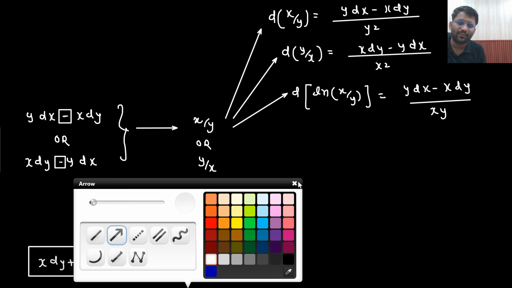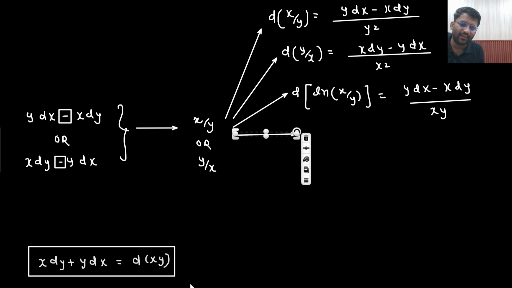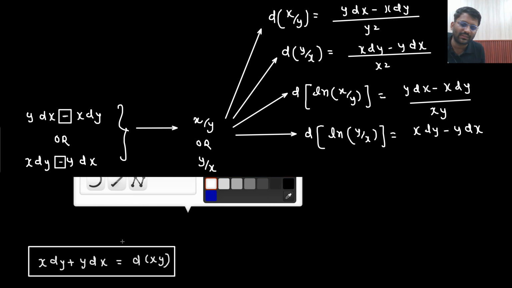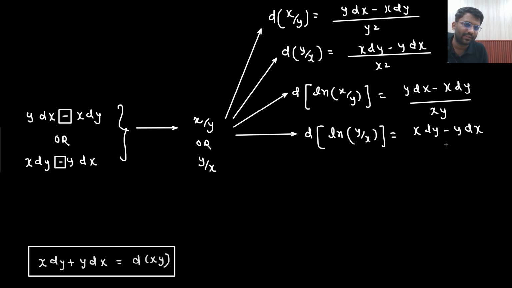Another thing, sir, I know d of ln y by x. Now if I know the answer of this one, do I need to solve this one? No, only there will be a difference of negative sign. So x dy minus y dx, you can solve it on your own. This is the answer that you will be getting, divided by xy.